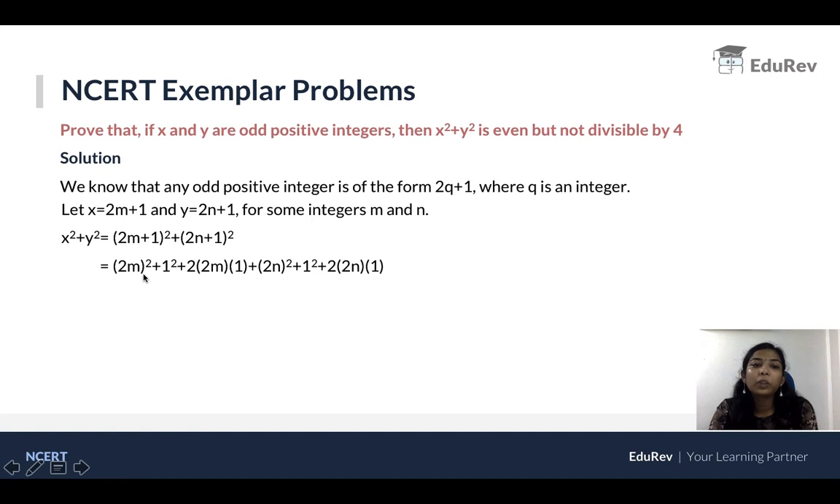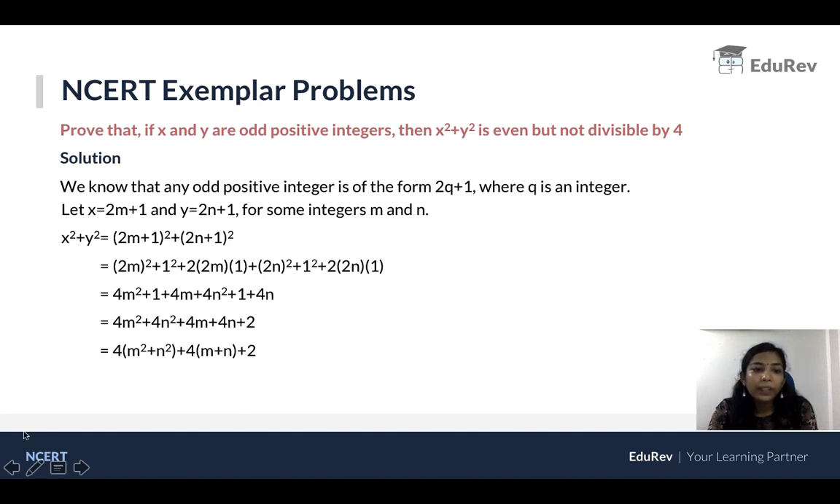What is 2m whole square? 4m square. What is 1 square? 1. 2 into 2m into 1, 4m. 2n whole square? 4n square. 1 square will be simply 1. And 2 into 2n into 1, that is 4n. So what are these values after rearranging? 4m square plus 4n square plus 4m plus 4n and plus 1 plus 1, that I am writing as 2. I hope it is clear till this part.